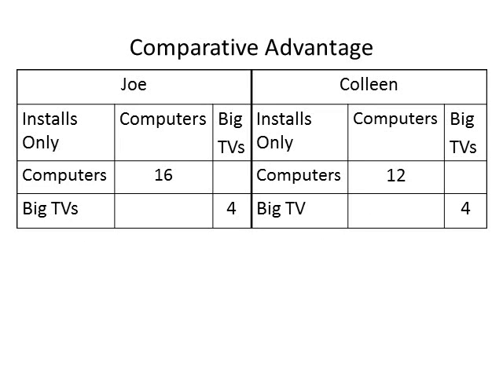Joe and Colleen work for a store that sells electronics, and their job is to install the electronic devices into people's homes. Joe is capable of installing 16 computers per hour and 4 big TV sets per hour. Colleen is able to install 12 computers per hour and 4 big screen TVs per hour.